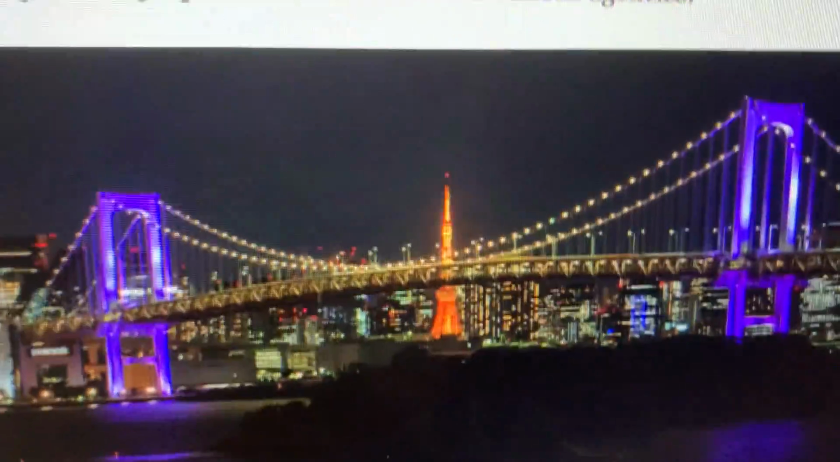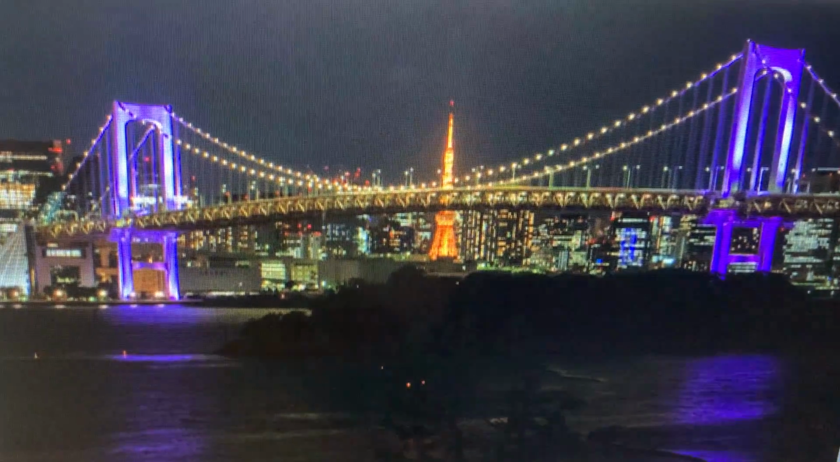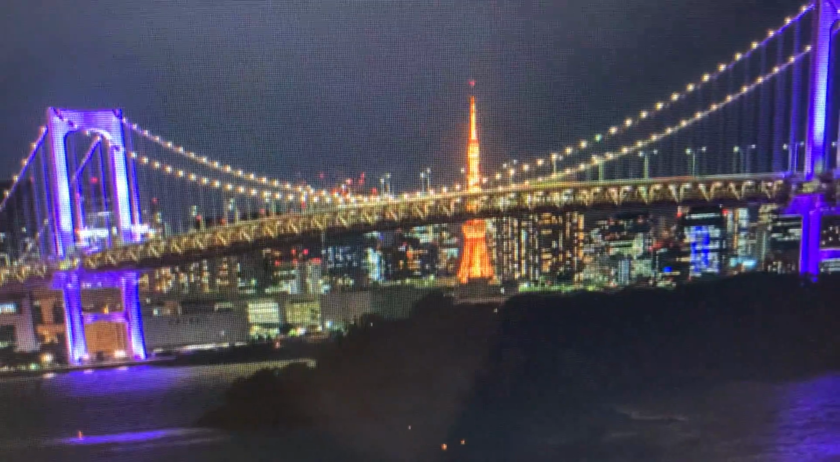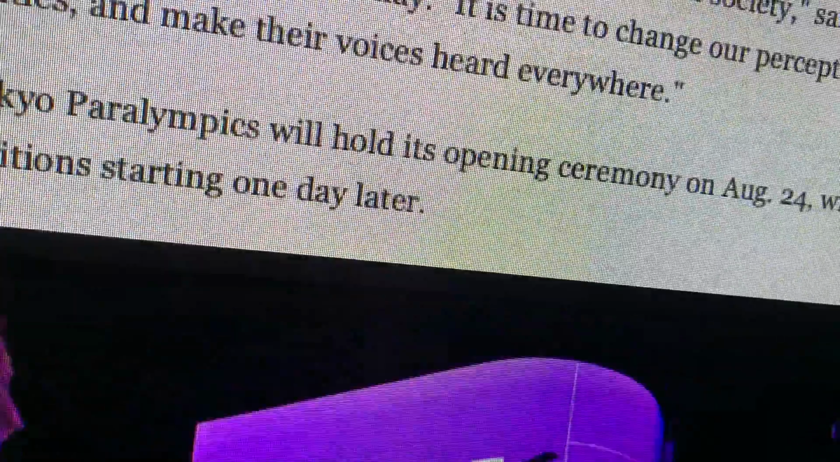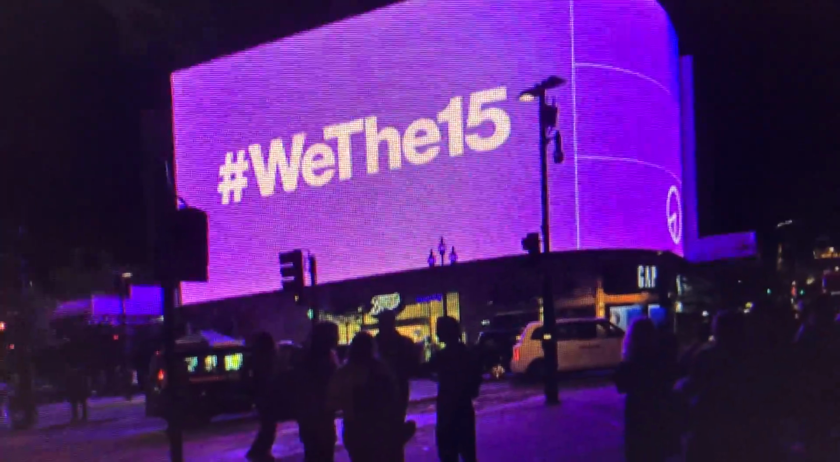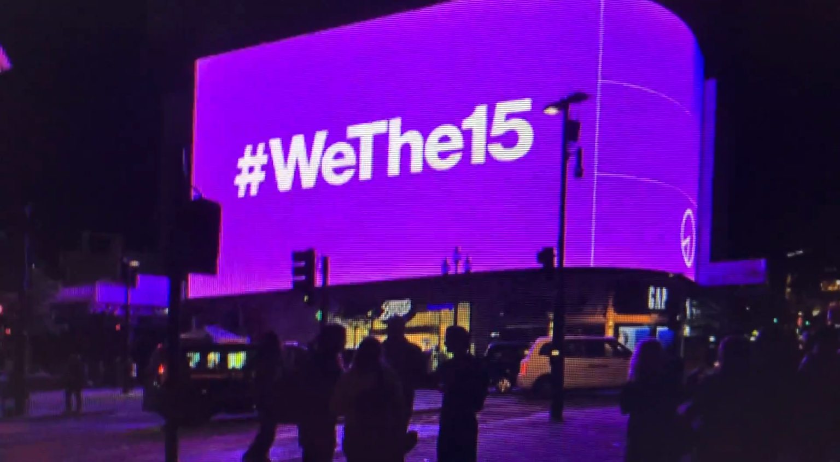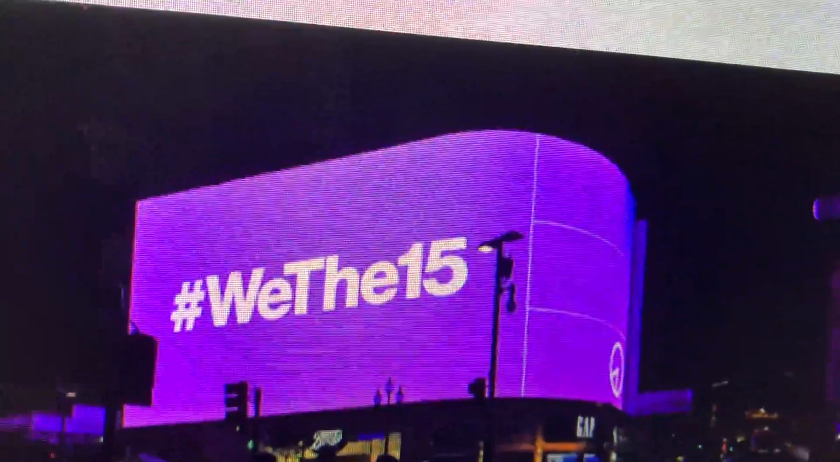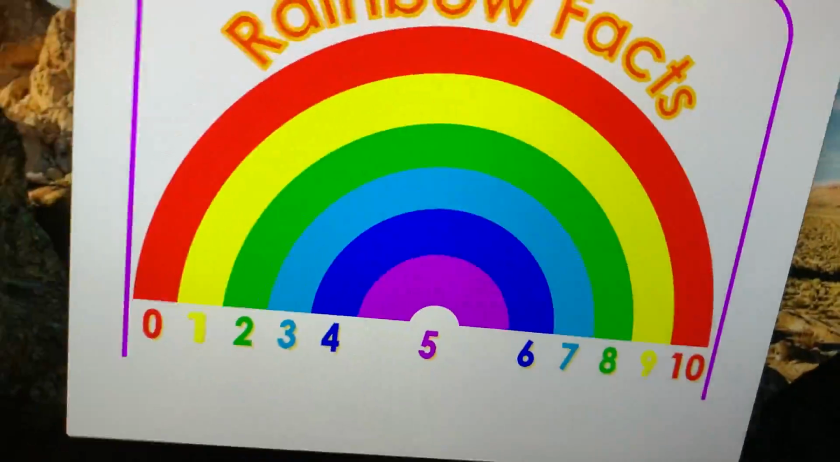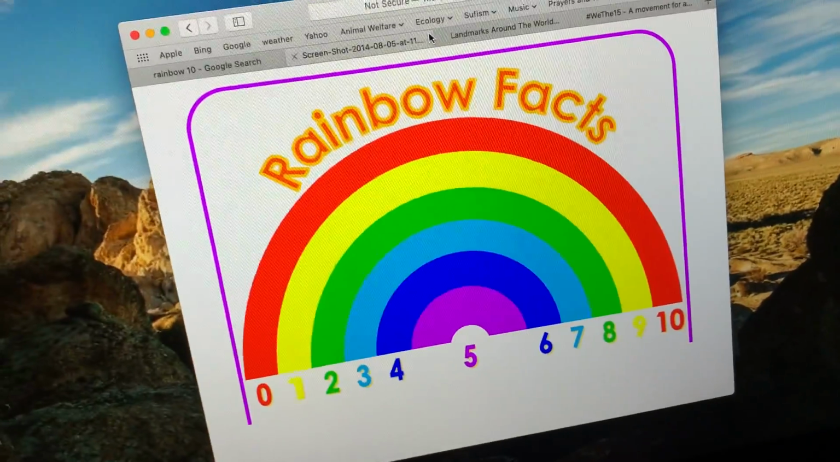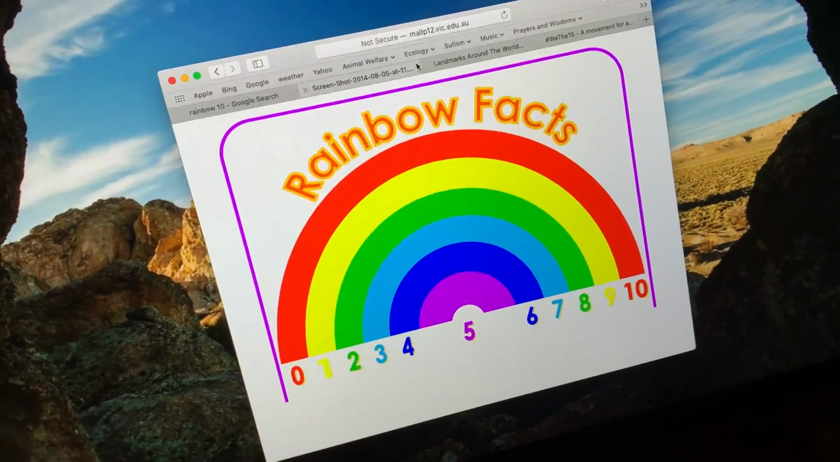This is Tokyo's Rainbow Bridge, which utilizes the physics of the arch, combined with the fact of gravity as a way of maintaining its structure. This is London. I think that's about it. So all of that was going on, and none of that has been discussed until now.